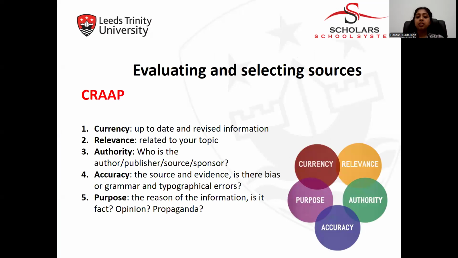Because we discussed using credible sources before, this is the model that you can use to evaluate and select sources, which is CRAP, and it stands for currency, relevance, authority, accuracy, and purpose of the sources. So before you decide the reliability of a source, you can always check these five factors in the source to confirm whether it is a reliable source.